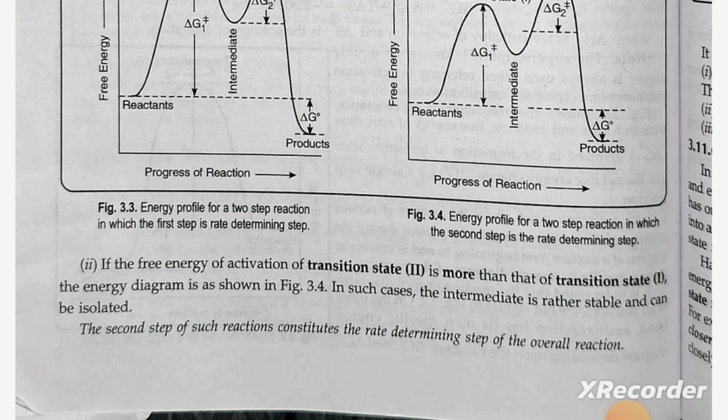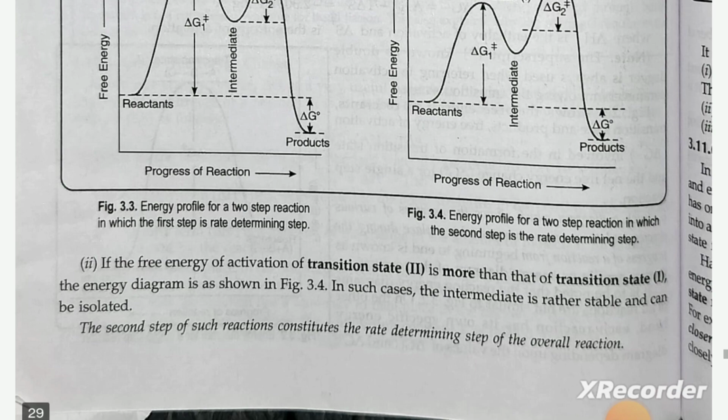Second, if the free energy of activation of transition state 2 is more than that of transition state 1, the energy diagram is as shown in figure 3.4. In such cases, the intermediate is rather stable and can be isolated. The second step of such a reaction constitutes the rate determining step of the overall reaction.